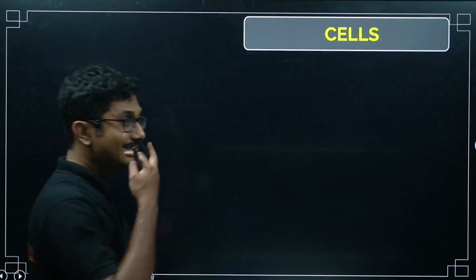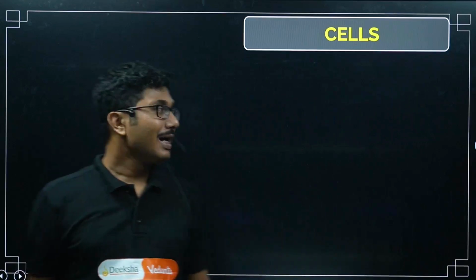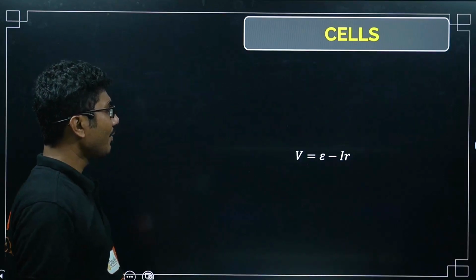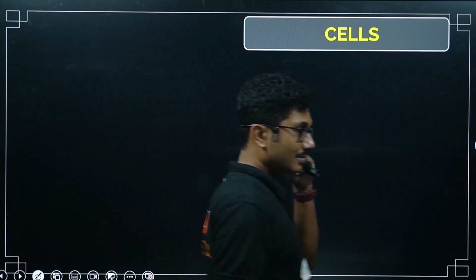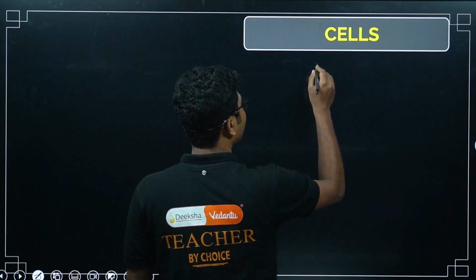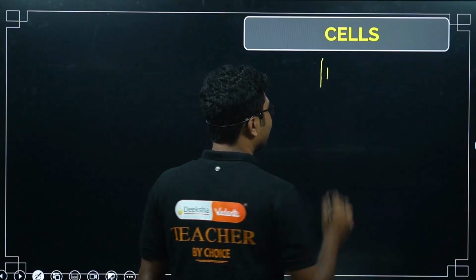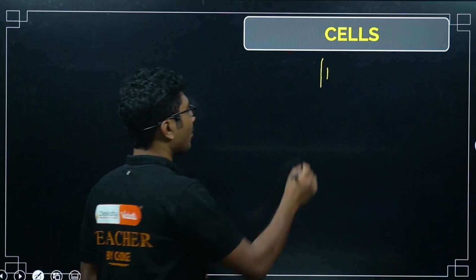Next is cells. So what is a cell? A cell is basically a building block of a source of power or source of energy, okay, electrical energy, and they have one large side and one small side. Okay, this is how we draw a cell.